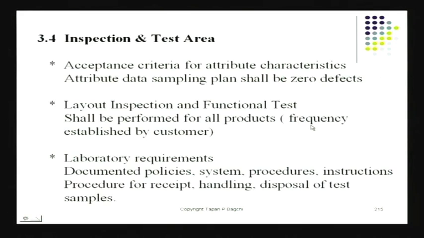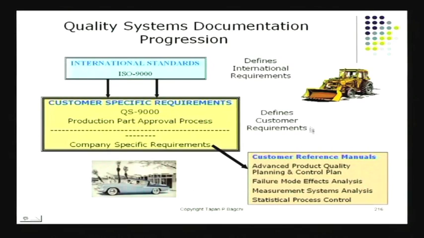Inspection test area, there again, there are certain specifics which are there. Acceptance criteria for attributes, these have to be. We've got to make sure we really worry about zero defects. We are happy only with zero defects, not some percent level, not the AQL, RQL type of situation. Then of course, we've got layout for inspection, functional test area, that also is spelled out in QS 9000. Certain requirements are there in the lab, besides what we call calibration requirements and so on and so forth.